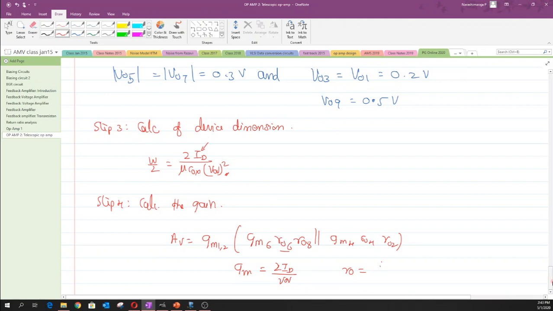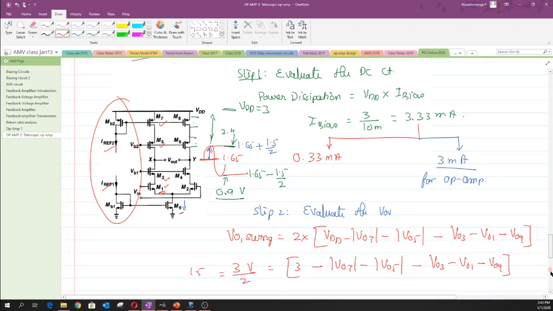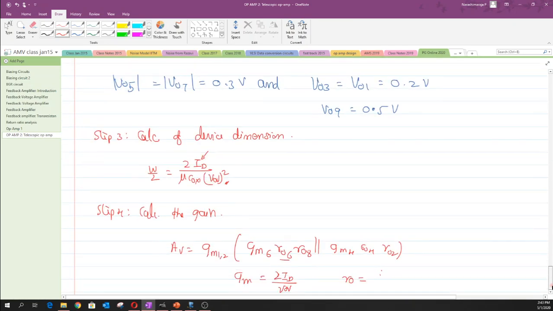So basically we have to see what data is being given in the question, and let us look back into it. I guess the data of lambda is also given. Since the data of lambda is given, one could use this lambda value to evaluate the small signal impedance across the drain just by having 1 upon lambda times ID.